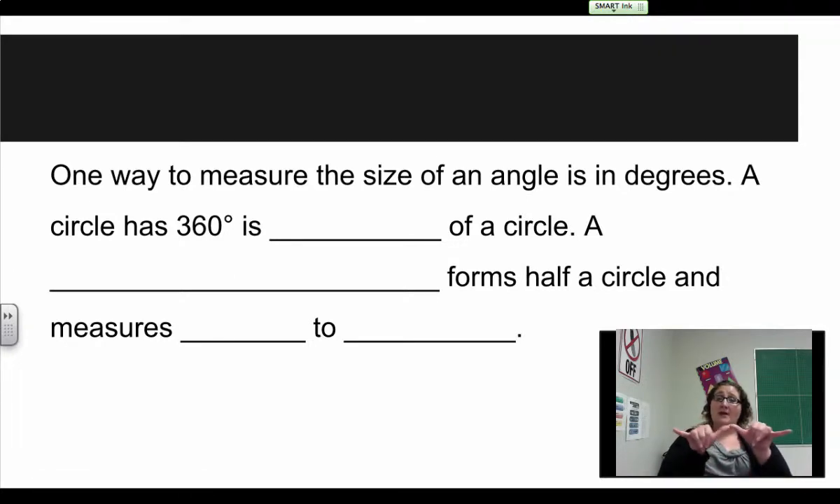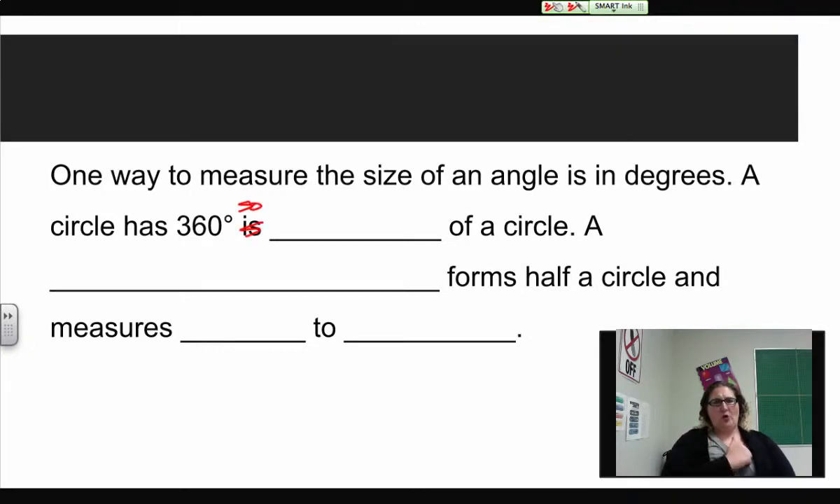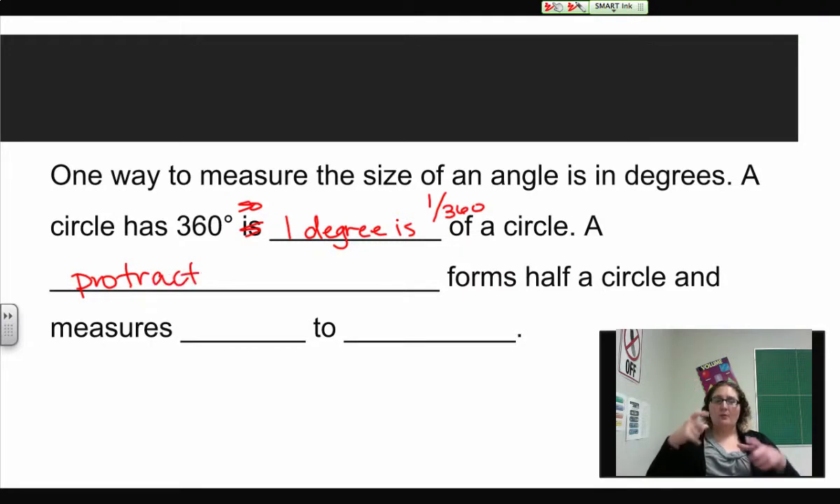One way to measure the size of an angle is in degrees. A circle has 360 degrees. So 1 degree is 1/360th of a circle. A protractor forms half a circle and measures 0 degrees to 180 degrees.